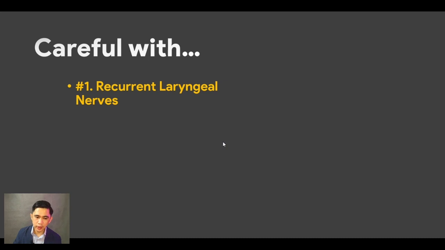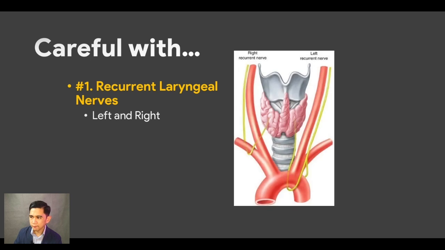Next, we have to be careful with the nerves. This is the most important part of the surgery of the thyroid. First is the recurrent laryngeal nerve. We have one on the left and one on the right. So if this is the thyroid, the left recurrent laryngeal nerve is this one. It goes down and goes up. It's very near the thyroid. The right, it goes down and it goes up.